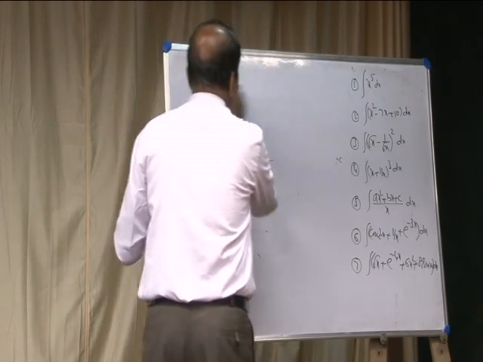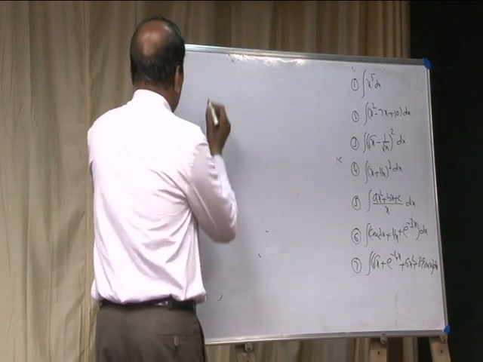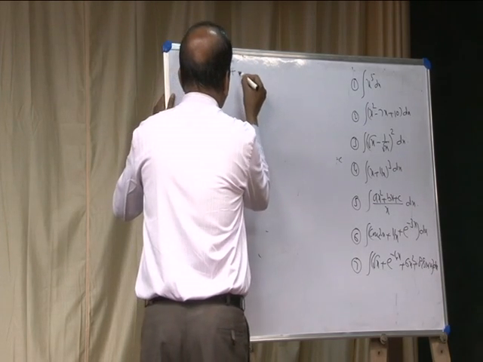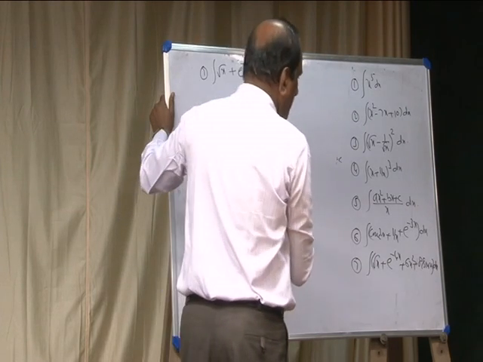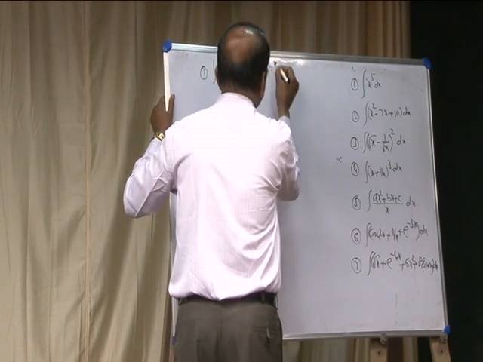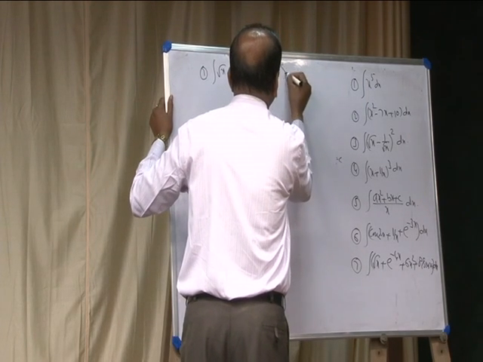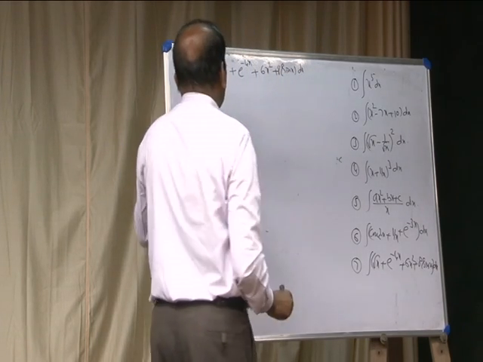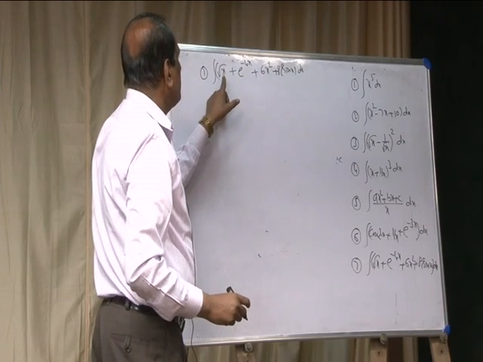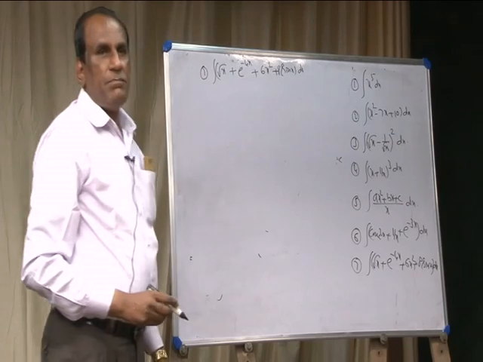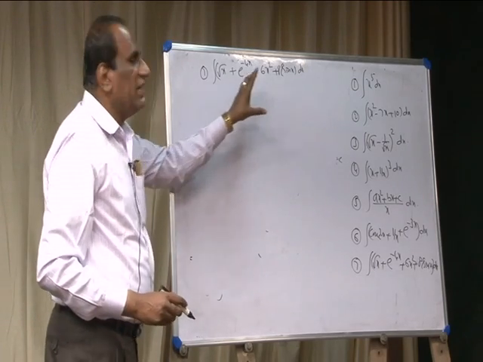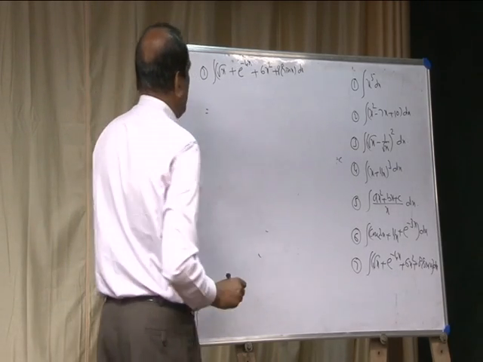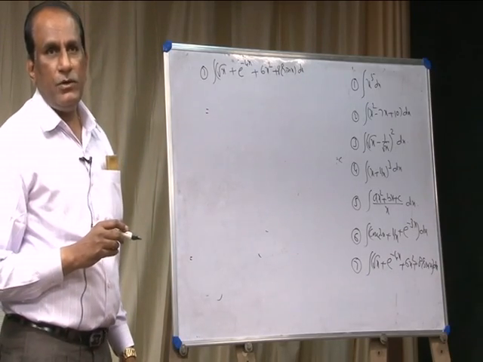Now, next problem, the seventh problem: integration of root x plus e power minus 4x plus 6x square plus 8 sin x. Four different terms are here: one trigonometric, the others algebraic, root x, and this is e power minus 4x. There are four different terms in the integrand. Now integrate term by term, or split into four integrals.